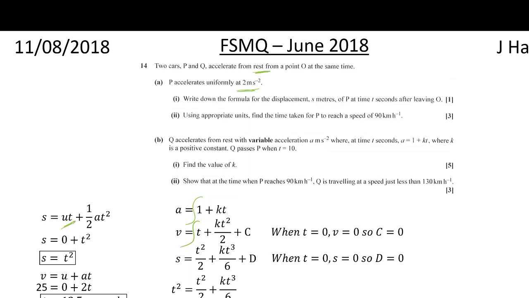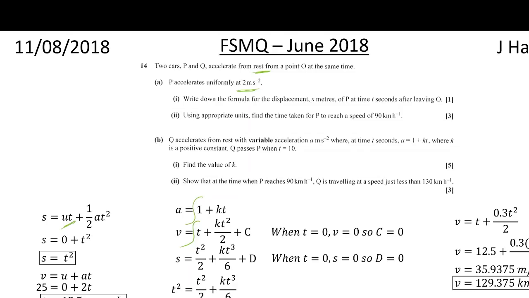Working out your constants as you go, and then finishing off, show that at the time when P reaches 90 kilometers, Q is travelling at a speed just less than 130. So basically putting everything together, we've worked out a formula. We know what k is, so we put that in, and we end up working out that v is 129.375, which is just less than 130.